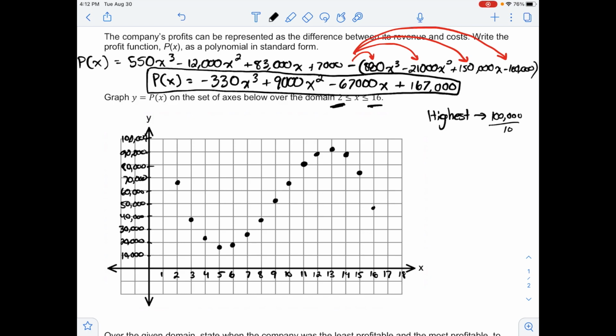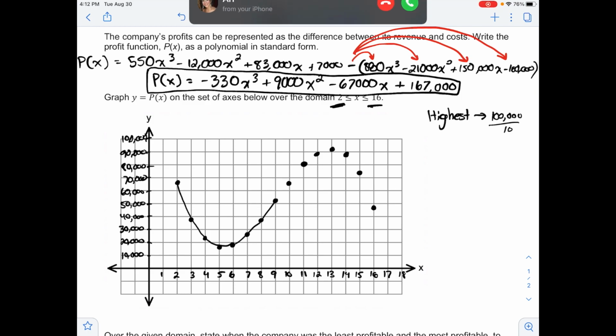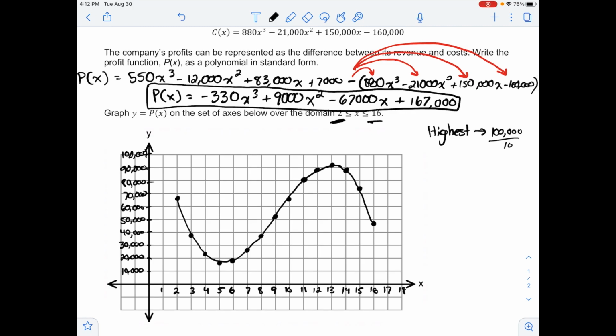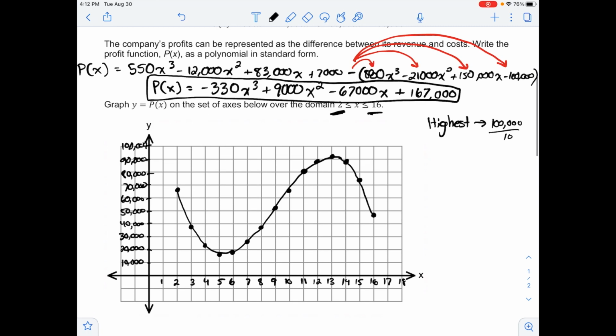Okay. So I plotted all the points from 2 to 16. And now go ahead and connect. And there we go. So that is graphing it from 2 to 16. Notice how I did graph every point. I guess you could probably get away with graphing every other point, but listen, this was a 6-point question. You want to be as accurate as possible.